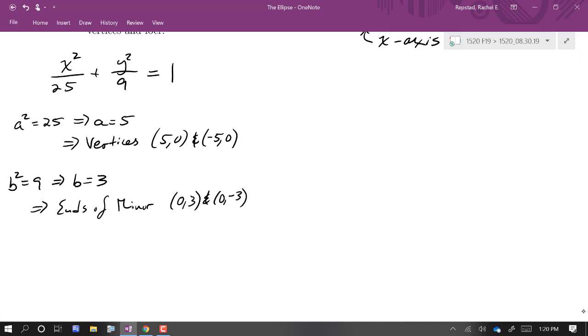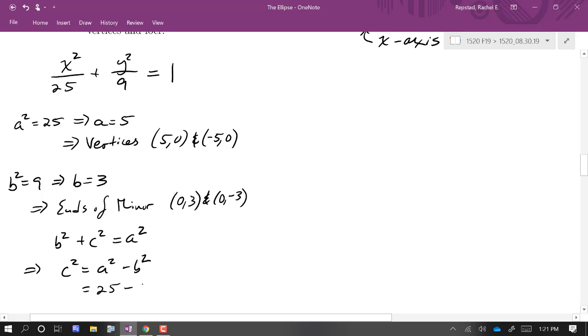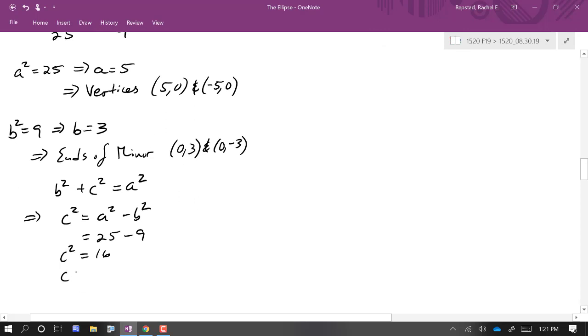And then what do we do to get the foci? Find c. Yep. So we can use that equation that we derived, right? We know that b squared plus c squared is equal to a squared. So that means c squared is equal to a squared minus b squared, which is 25 minus 9, or 16. And so c is equal to 4. And again, the center's at the origin, so it's just 4 units out from the origin. The coordinates of the foci will be (4, 0) and (-4, 0), because it's oriented horizontally.